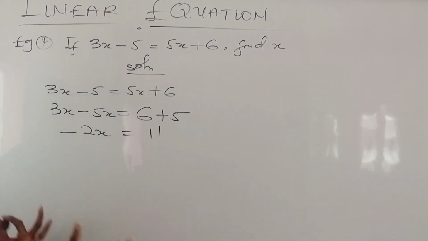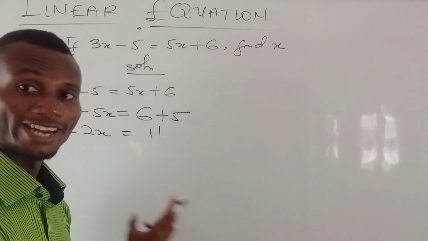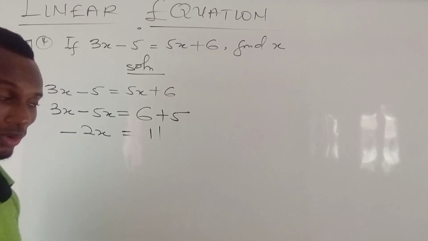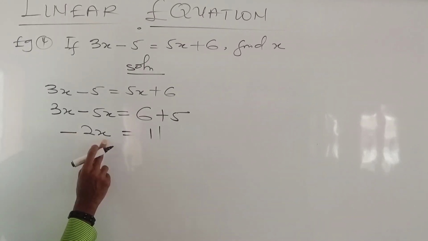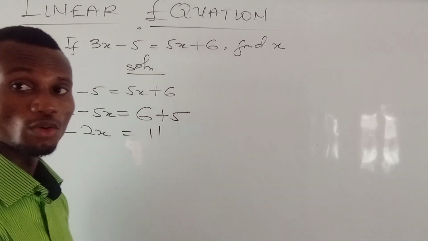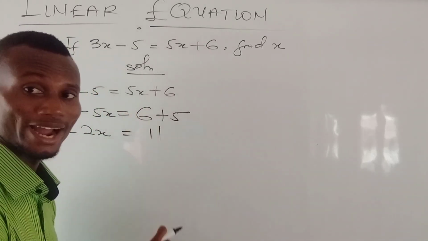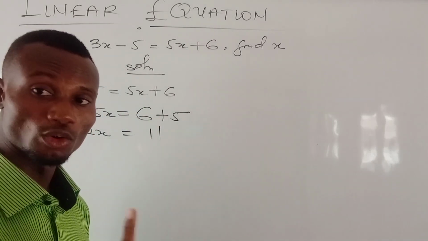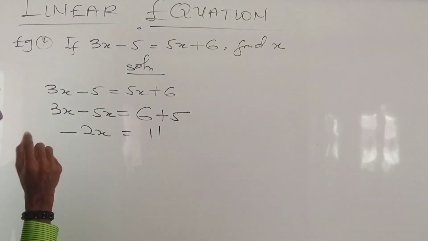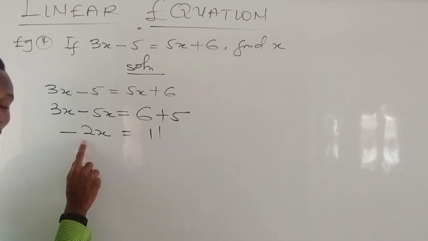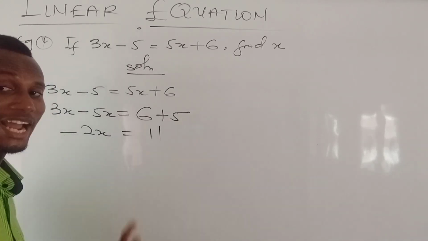Now the next step is to divide through by the coefficient of s to get the value for s. Because this minus 2 and the s are multiplying, and the only way to get s to stand alone is to divide through by the coefficient of s. And take note that the coefficient of s here is minus 2, not 2. It's minus 2. So we divide through by minus 2.